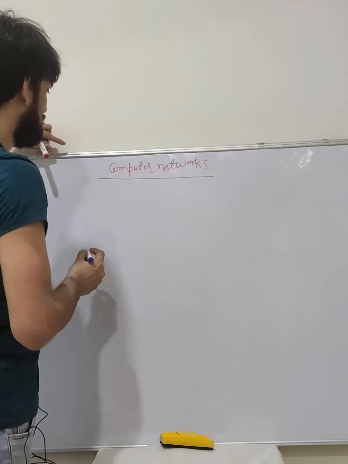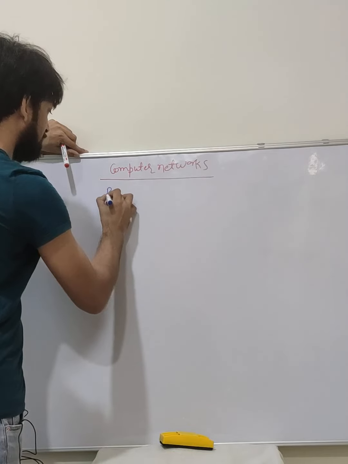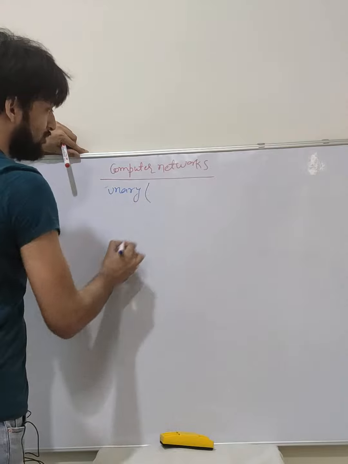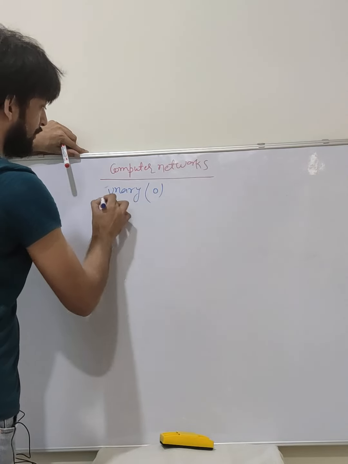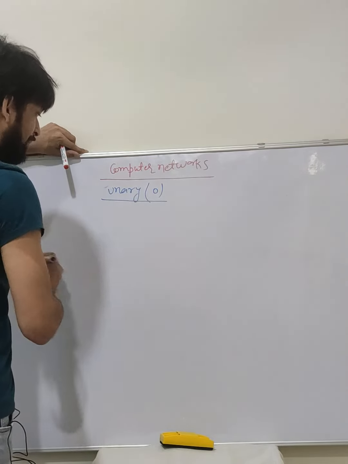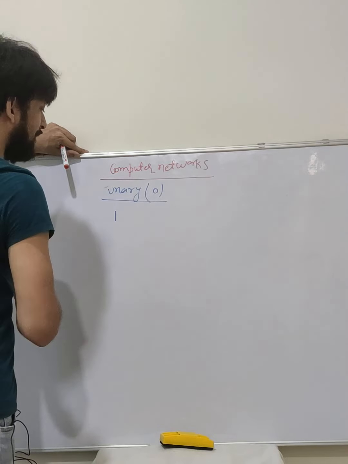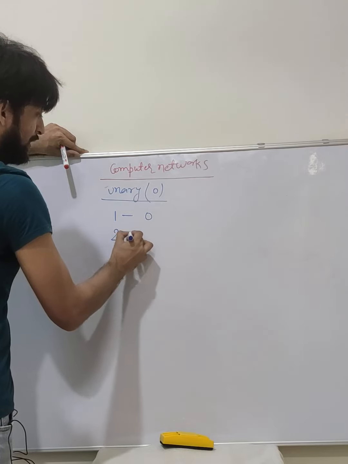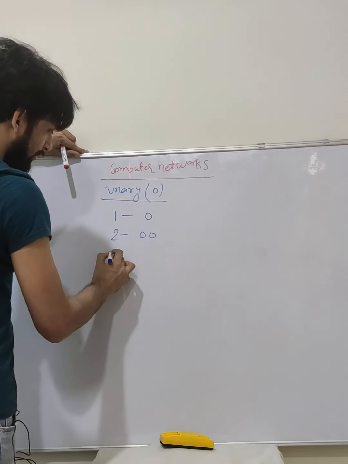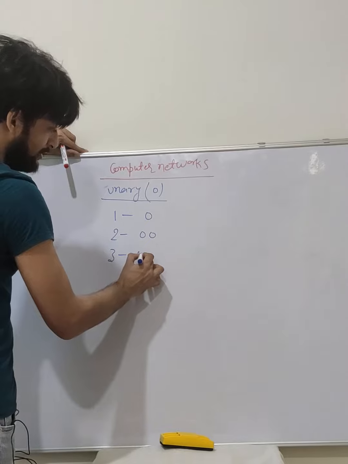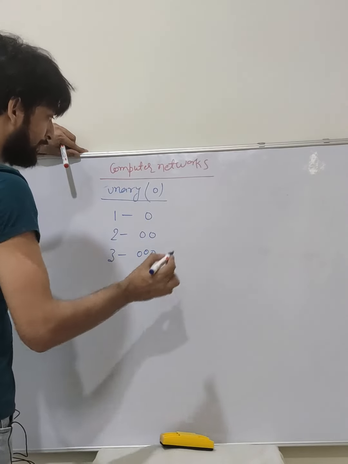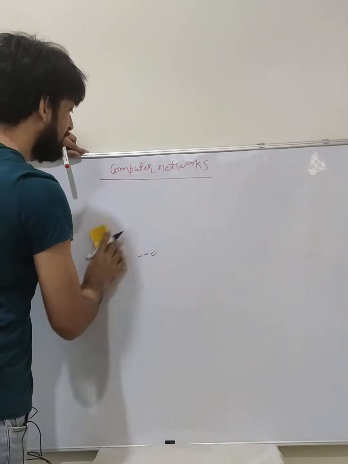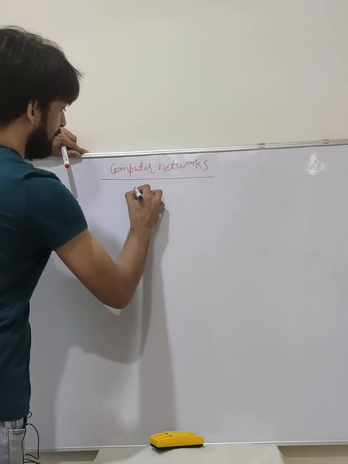The initial number system is the unary number system. The base of this system is 0, and if we want to represent any number, for example, if we want to represent 1, then use one 0. If we want to represent 2, then use two 0s. If we want to represent 3, then use three 0s, and so on. This is nothing but the unary number system. Next is the binary number system.